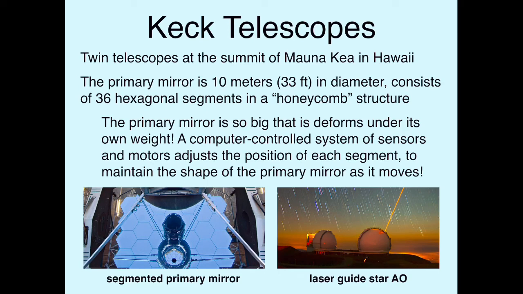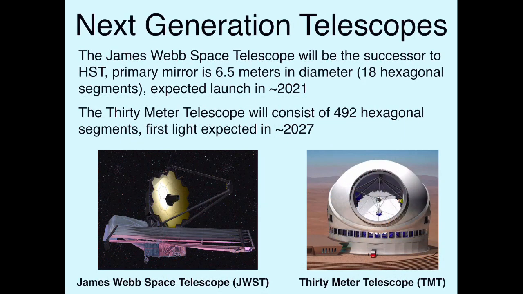There's a computer-controlled system of sensors and motors on board the telescope that detects when a mirror is going out of alignment, and then the motor adjusts the position to correct for that. So it's constantly correcting for the shape of the mirror as the telescope moves around to ensure that the shape doesn't change, because it's very important that the mirror maintains a certain shape in order to collect light in the proper way.